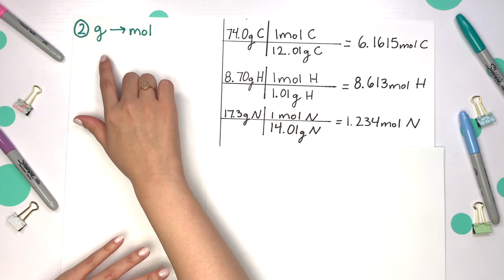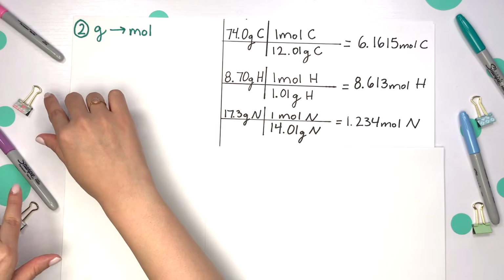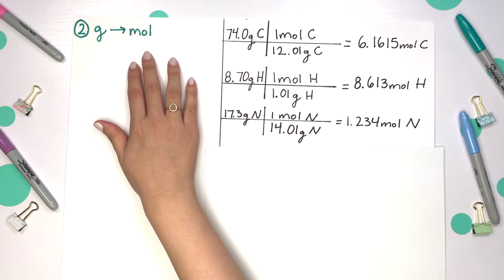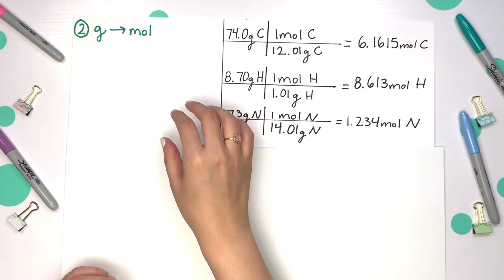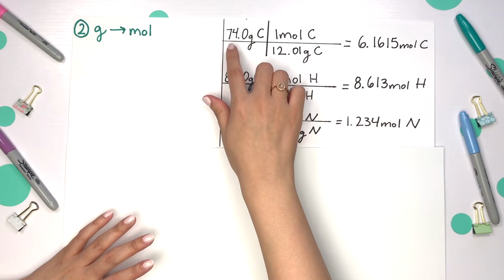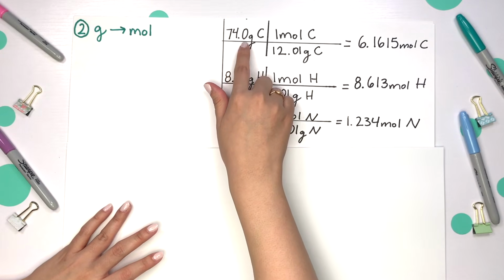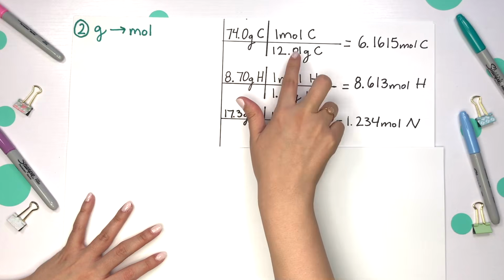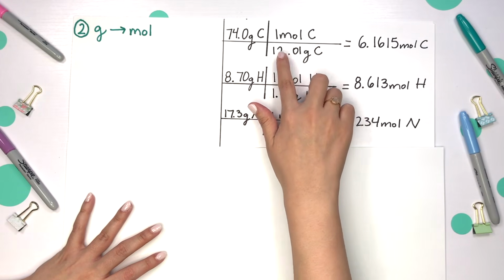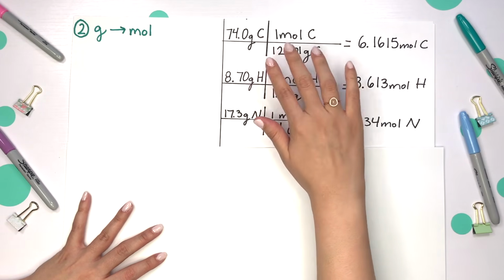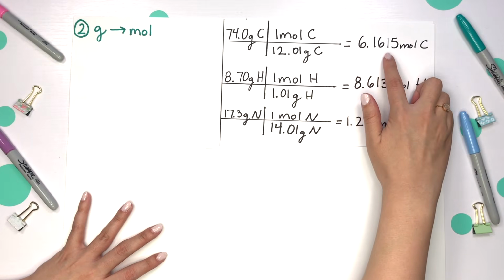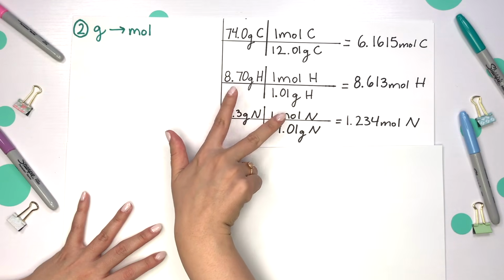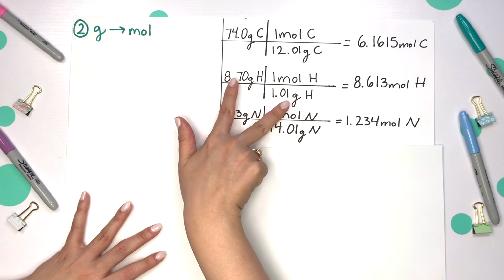Step 2 is to convert your grams that we found in our previous step to moles. When converting grams to moles, we use the molar mass of each element. So in our case, we'll have the 74.0 grams of carbon. Align that with the molar mass of carbon, which is 12.01 grams. Those grams would cancel, and then we'll get our 6.1615 moles of carbon.